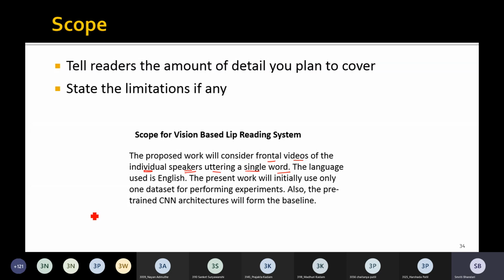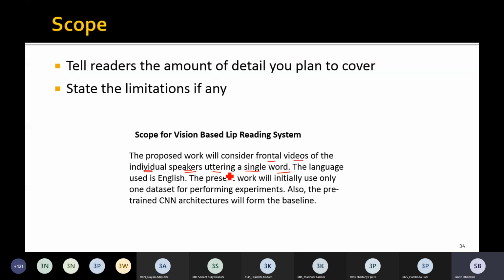If in a single frame of the video two people are there, then this particular solution is not going to address that. If in an individual frame only one person is there, then only the system will work. So that is one more scope that has been mentioned: frontal videos and individual speaker.